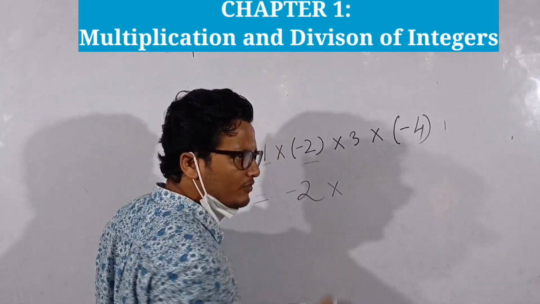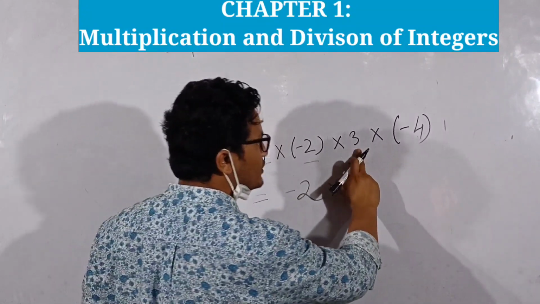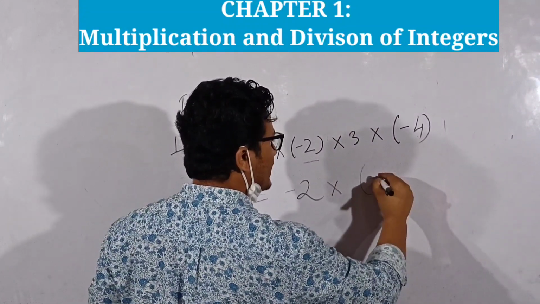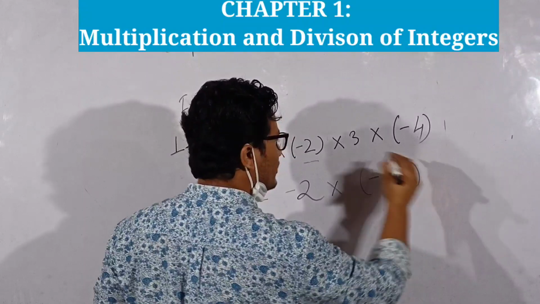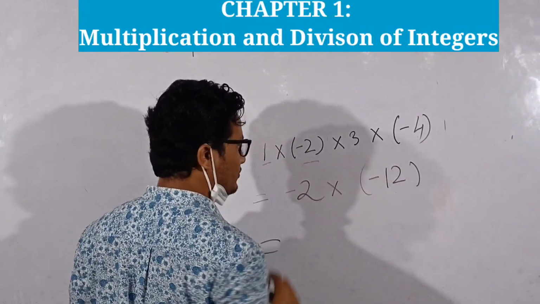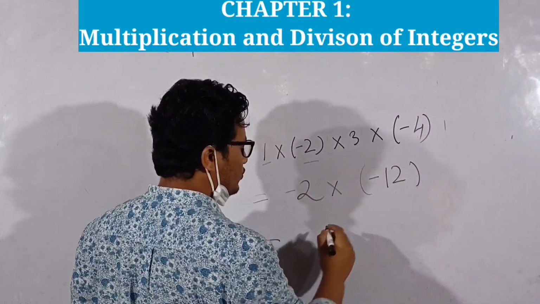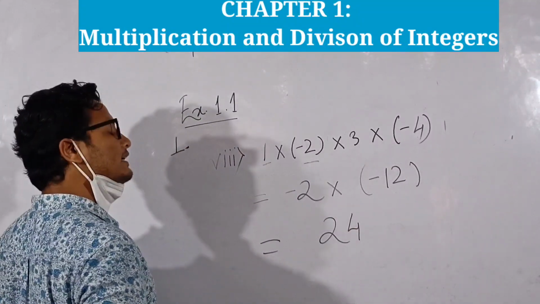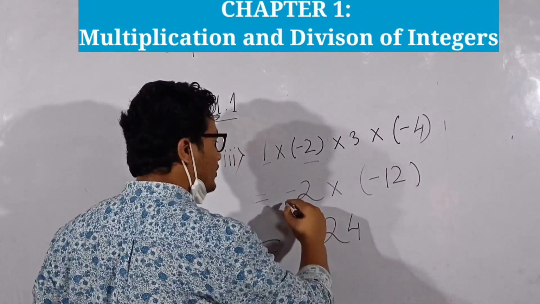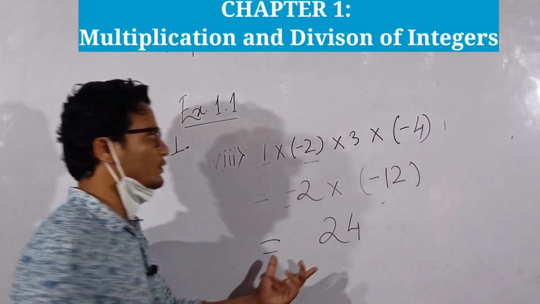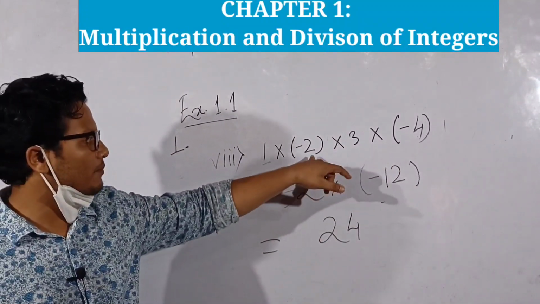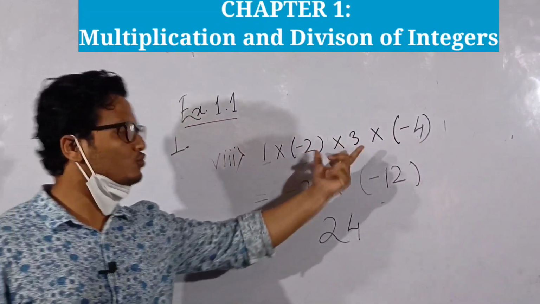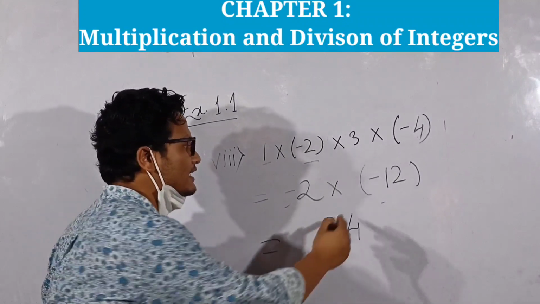Would it be positive or negative? The answer would be negative, because positive into negative is always negative. So the answer is minus 12. So now we have -2 into -12. 2 12s are 24. And what would be the sign? The sign would be positive, because negative into negative is always positive. So students, you can see the number of negative signs here were even, that means 2. That is why the answer is positive.